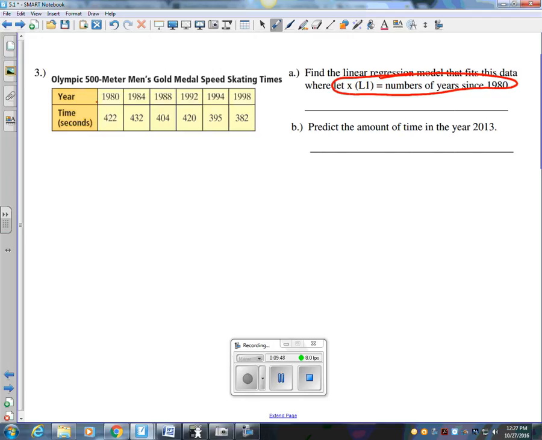So we need to go through and change these. 1980, how many years since 1980 is 1980? 0. How many years is 1984 since 1980? 4. How many years is 1988? 8. 1992, 12. 1994, 14. 1998, 18. So in my calculator, if you don't do that step, you'll get the wrong answer.